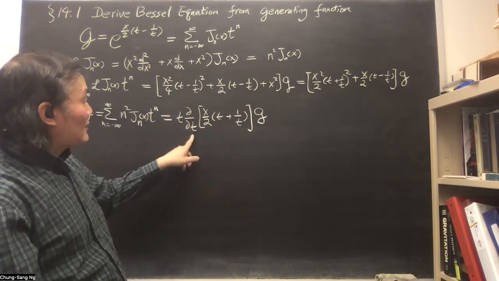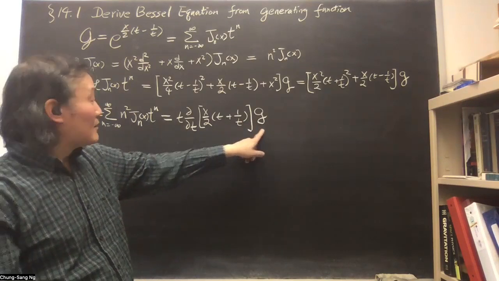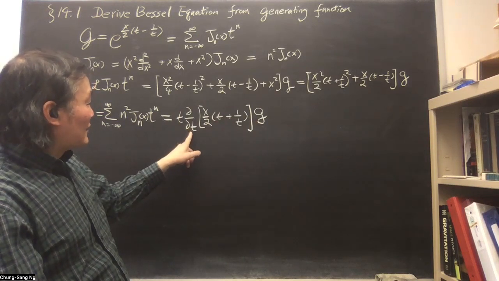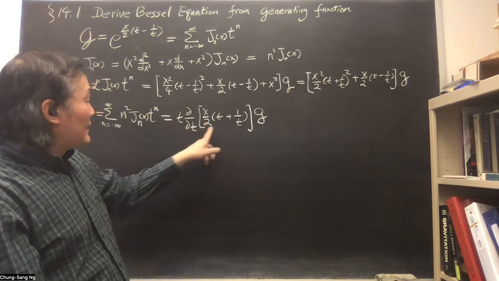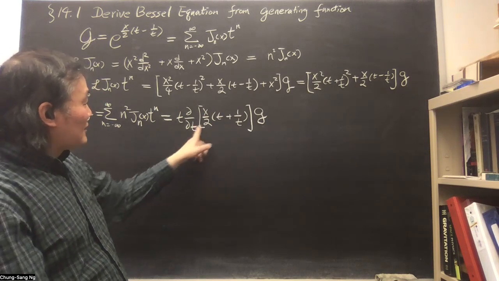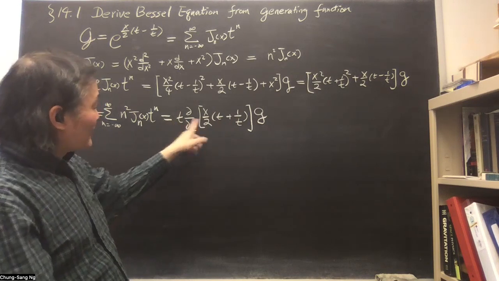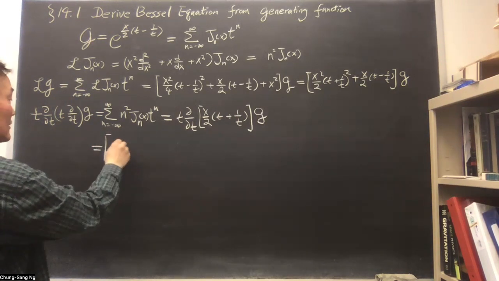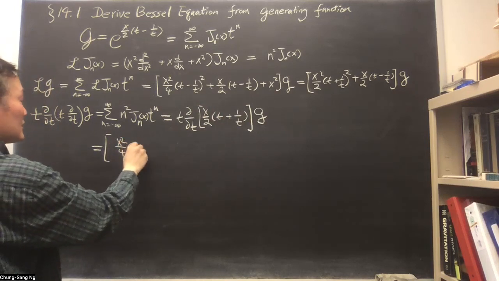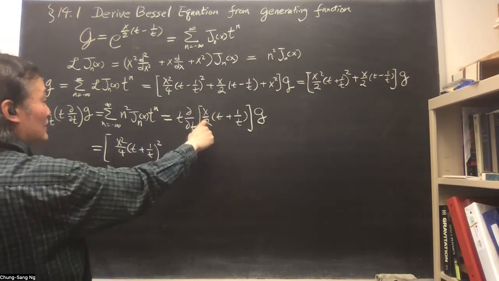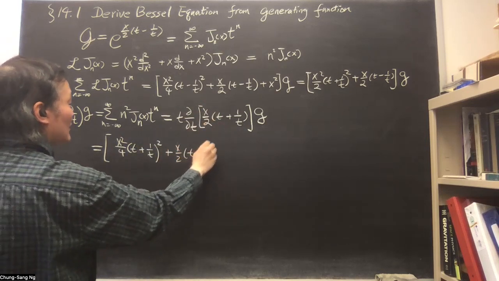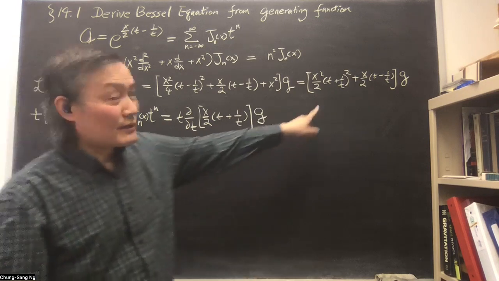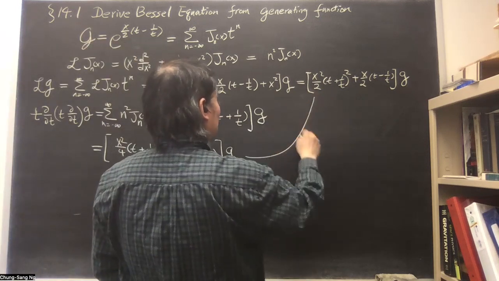Now the second derivative operates on two parts. One is the derivative operating on g, which is exactly the same term. So it basically gives the square of this one: you just take the d/dt of this and multiply by t, and you get the square of this one. Then the other one is to take the derivative of this one, which gives you 1 minus 1 over t squared. You multiply by t, and that gives t minus 1/t. So we got (x/2) squared times (t plus 1/t) squared, and then the other one is x over 2 times (t minus 1/t), and then multiply by g. Now you see that this is exactly the same as that.